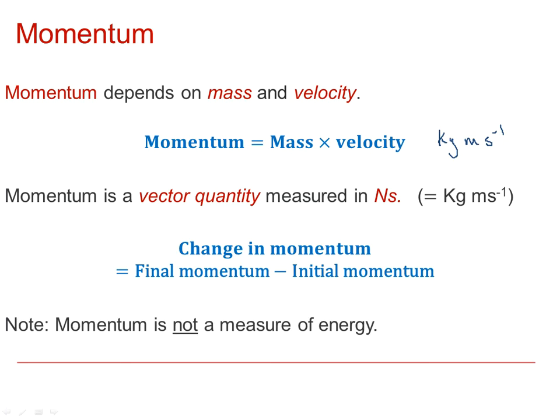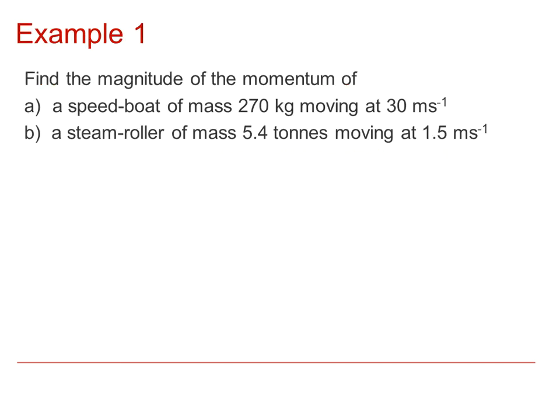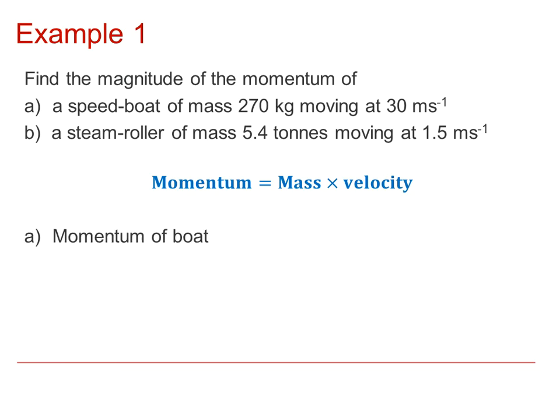Let's just consider then finding the momentum of a couple of different objects. So here we have a speedboat, mass 270 kilograms, moving at 30 meters per second, and a steamroller 5.4 tons moving at 1.5 meters per second. Remember that momentum is mass multiplied by velocity, so for the boat the momentum is equal to 270 multiplied by 30. That comes out to be 8,100 Newton seconds.